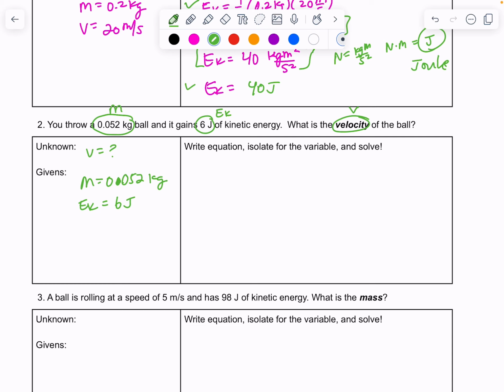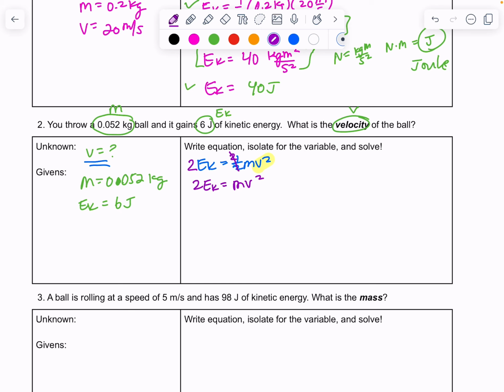Since I know this is a kinetic problem, I'm going to go ahead and use the kinetic energy equation, so 1/2 mv squared. And then this is the trickiest one because I'm solving for v, and v is right here. So that means I need to move everything else away to the other side. And the easiest thing that I would do is multiply both sides by 2, because then that's going to get rid of the 1/2. And again, you don't have to show quite so many steps, but you do need to isolate it.